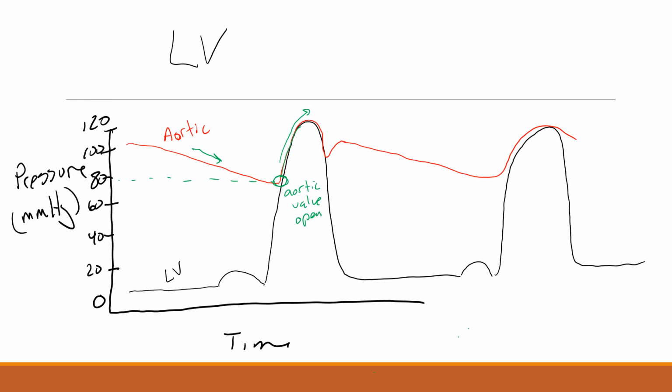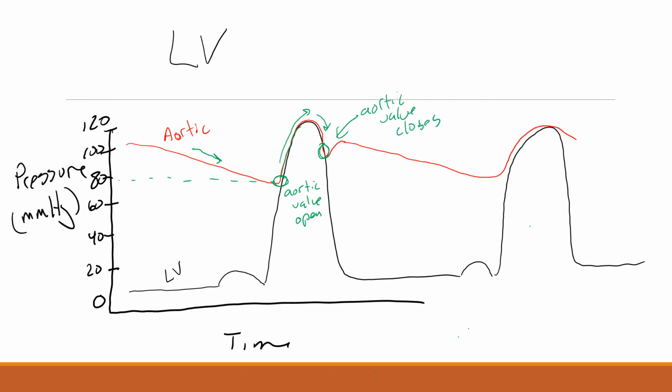And as the pressure starts to decrease as well in the left ventricle, initially the aortic pressure will match that closely as well, except at this point right here, because what's happening right there is now the aortic valve closes.